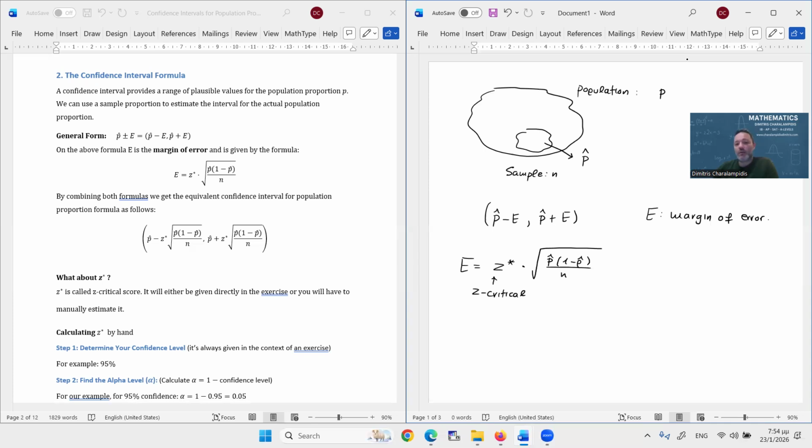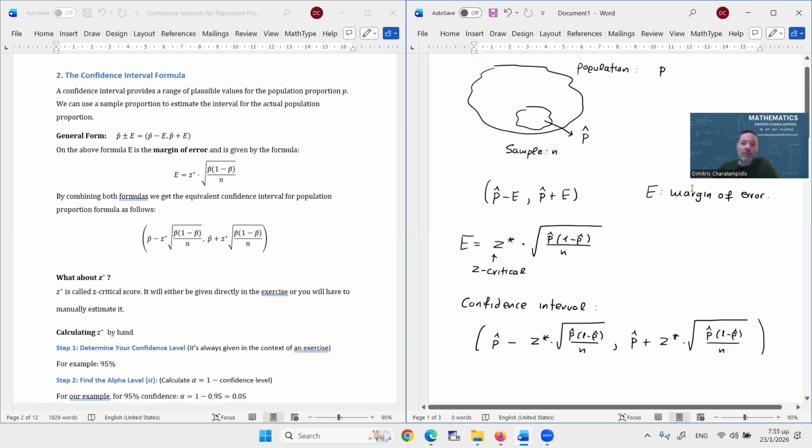So, if I now apply all these, the confidence interval will look like that. It's going to be p hat, the sample proportion, minus z critical times root of p hat times 1 minus p hat over n, which is the sample size, up to p hat plus z critical times root of p hat times 1 minus p hat over n. And this is the interval.